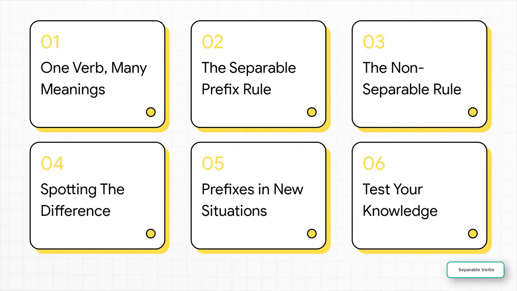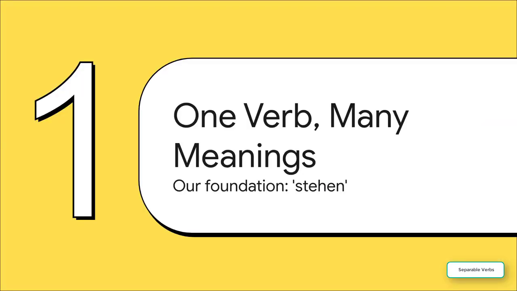So here's how we're going to break it all down. First up, we'll look at how one verb can have many meanings. Then we'll dive into the separable prefix rule, and of course, the non-separable prefix rule. I'll show you how to spot the difference, what happens to these prefixes in new situations, and then we'll finish up with a little quiz to test your knowledge. Let's get started.